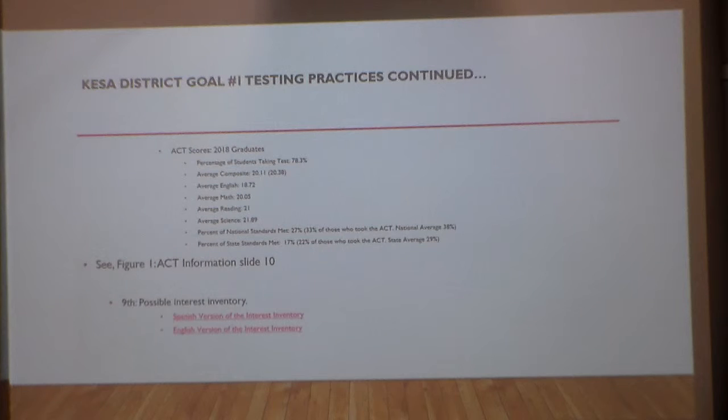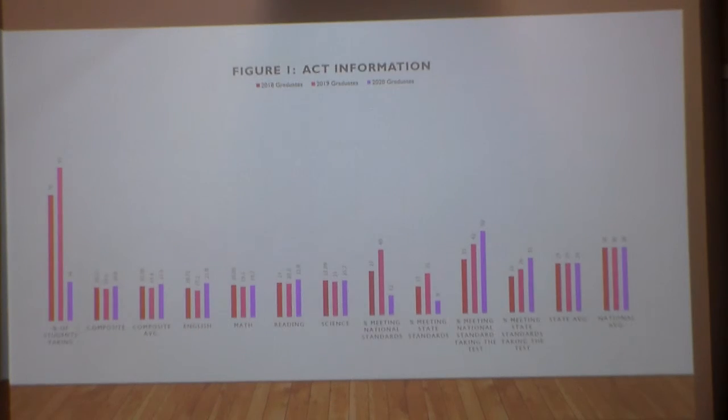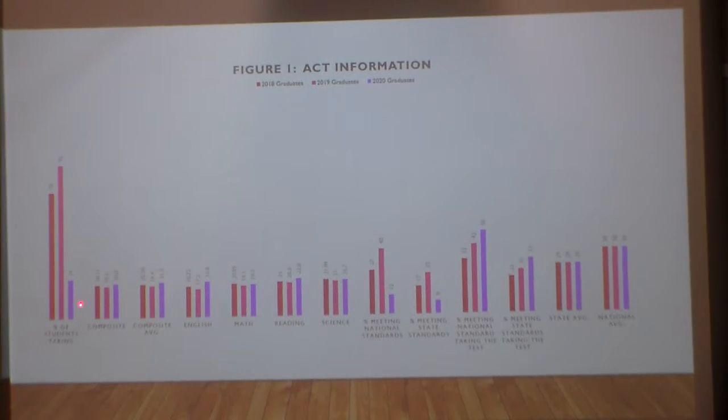Okay, ACT information, I'll show you this on the slide, slide 10. Right there, you can kind of see how they go. We've got students taking the test. We've got our 18 graduates, 19 graduates, 20 graduates. So our current seniors, they're a little bit higher, but it just varies across the board. Those numbers will change every year, and we know that. They can fluctuate, and that's how it works.